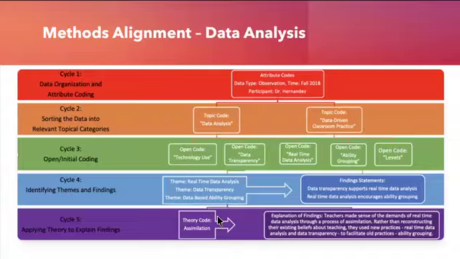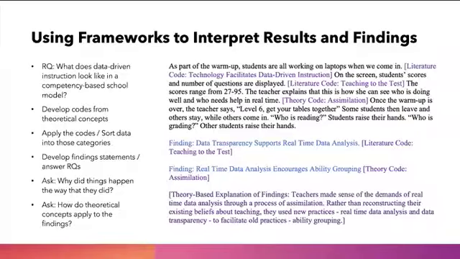And I'm going to talk about this more in just a second, but this theory code, applying this code of assimilation to the data in which you're seeing assimilation, can lead to the explanation of the findings that you're identifying throughout the course of your analysis. So your framework helps you move from analysis to interpretation to reporting results and or findings. So here's what the process looks like.